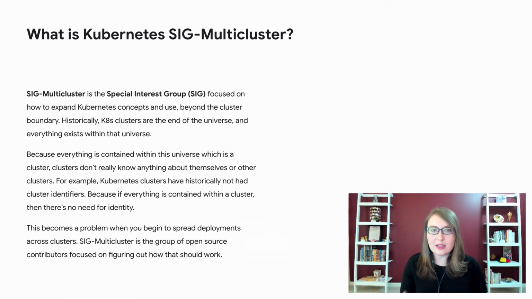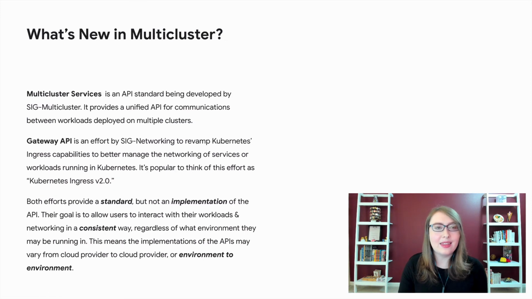So when you're thinking about multi-cluster capabilities in Kubernetes and how they work and who's thinking about them, this is who it is. And you can find them on Slack if you ever want to chat with them and help them out with their work. They would love to have you.